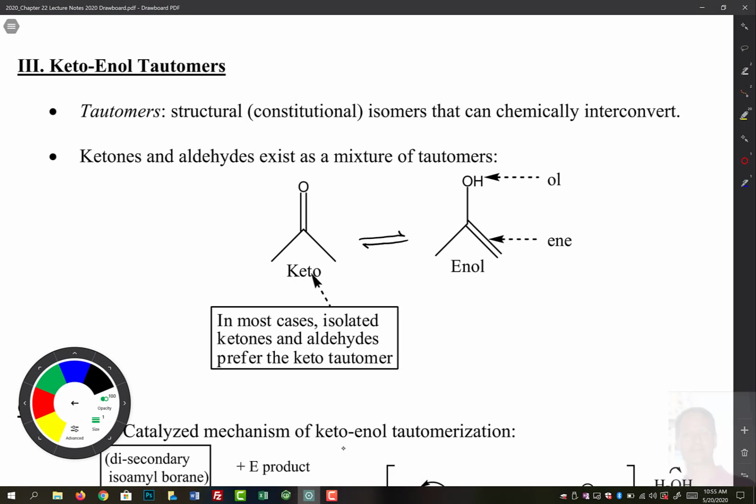Before we proceed to look at further reactions in this chapter, we need to revisit keto-enol tautomers. It's something that's going to come up in some of the reactions that we cover as we go through the rest of this chapter.